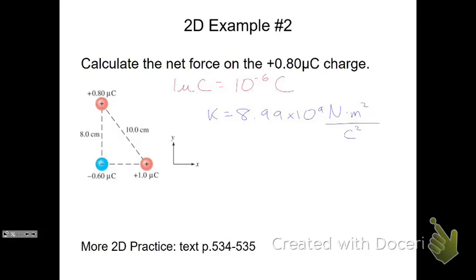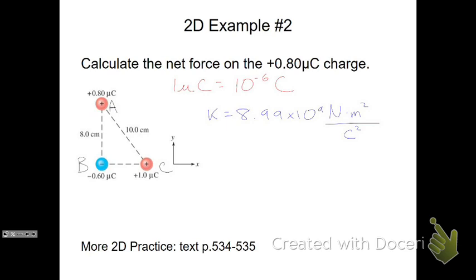Okay, so for this two-dimension example, we are going to be looking to find the force on the positive 0.8 microcoulomb charge. So that is this guy up here. I'm going to label this one A, because I like letters. I went A, B, C. So we're basically asked to find the net force on A.